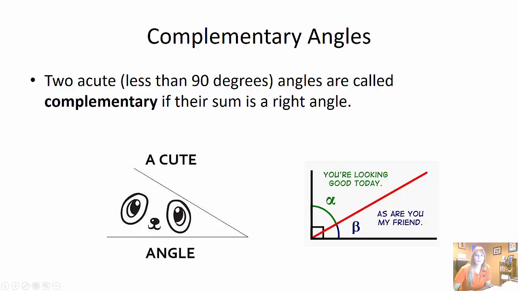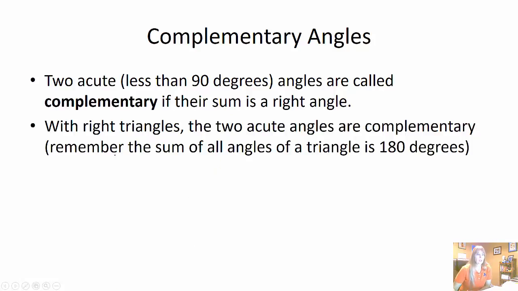Two acute angles, which are less than 90 degrees, are called complementary because they complement each other if their sum is a right angle. In other words, if you have two acute angles and they add up to become a right angle, then we call these complementary.